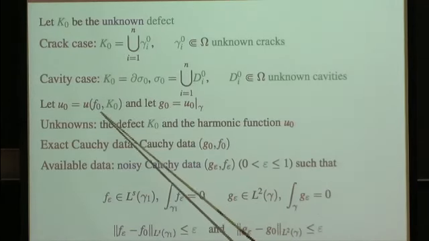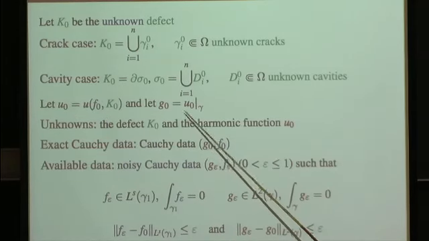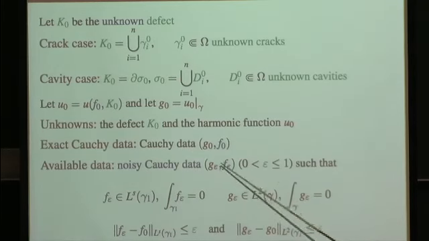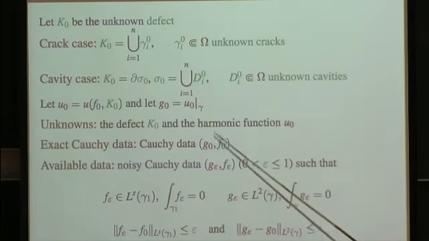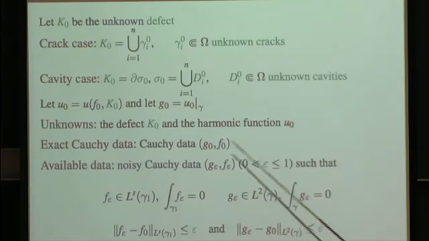So I prescribe a current density F naught, U naught is the exact potential, and G naught is its measurement. So the unknowns here are K naught and this harmonic function U naught. In principle, you should be able to have the Cauchy data exact, but actually this is not possible because these are measured, and so what really is available are noisy Cauchy data, which are G epsilon and F epsilon, where epsilon is simply the noise level. And you can't forget about that because the problem is ill-posed, severely ill-posed, and so you need to take into account the noise here.